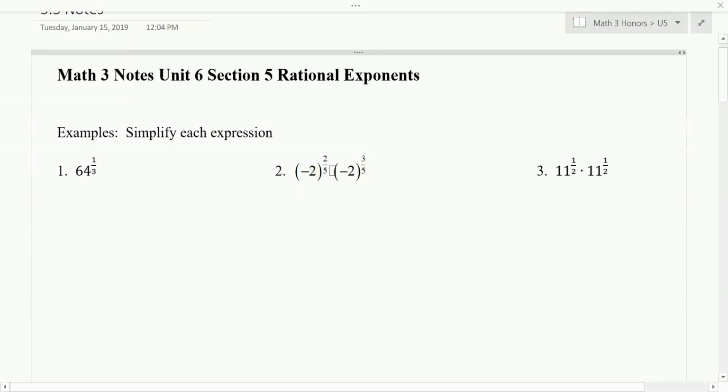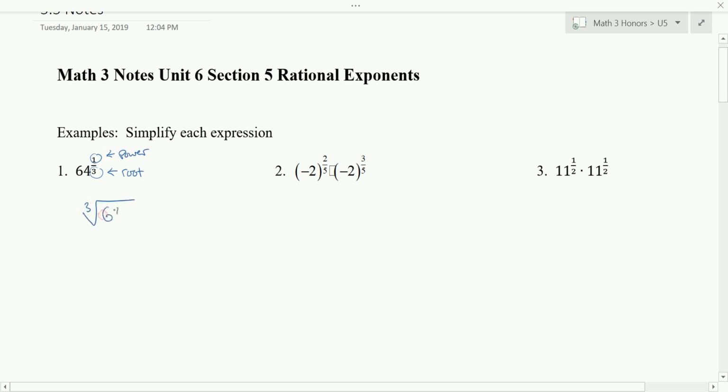Does anybody remember how to work with a rational expression? So it's like 64 to the 1/3. The denominator is the root, and the numerator is the power. So this would be the cube root of 64 to the first power, which is 4. Yeah, 64 is 4 times 16, and so we have a set of 3 things, and so we end up with 4. So that's one way we can handle this.